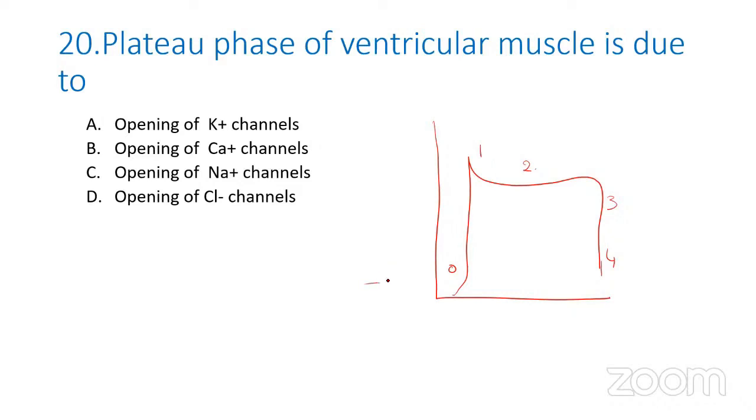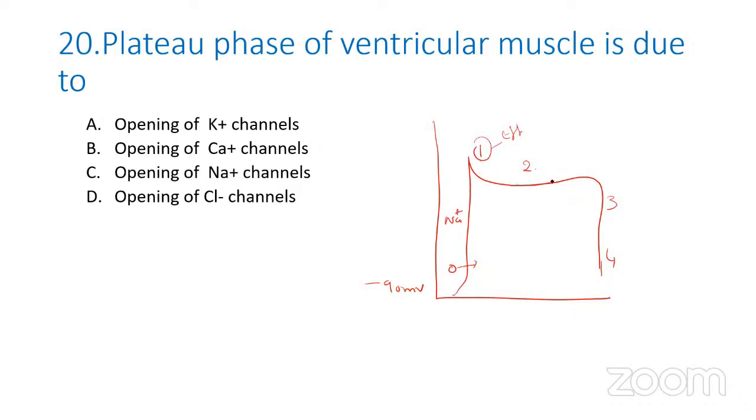So the resting membrane potential is minus 90 for the cardiac muscle. Here is phase 0, it's the influx of sodium. Here is phase 1, a rapid repolarization due to potassium efflux. Then the potential decreases.